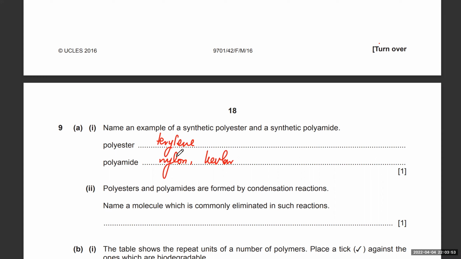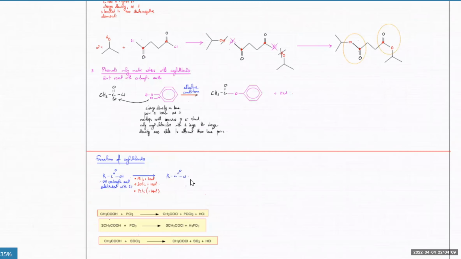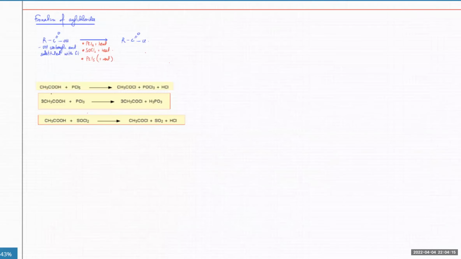Terylene is for clothes. Polyesters and polyamides are formed by condensation. Name a molecule which is commonly eliminated in such reactions. That's a water molecule. So whenever you have a condensation reaction, a water molecule is often eliminated. So water molecules are eliminated in condensation reactions.